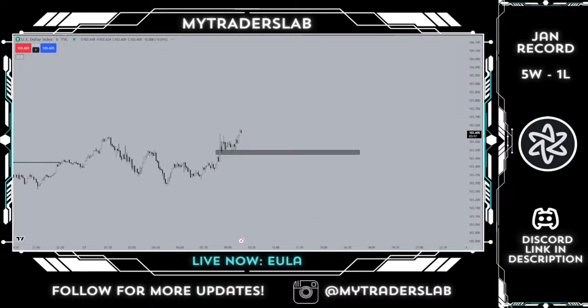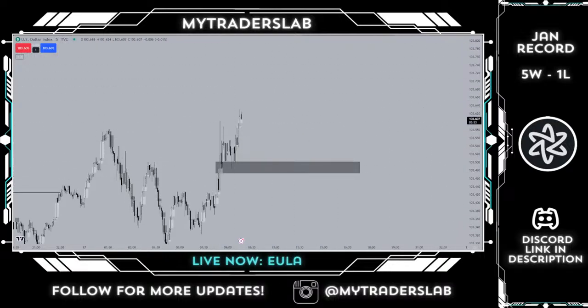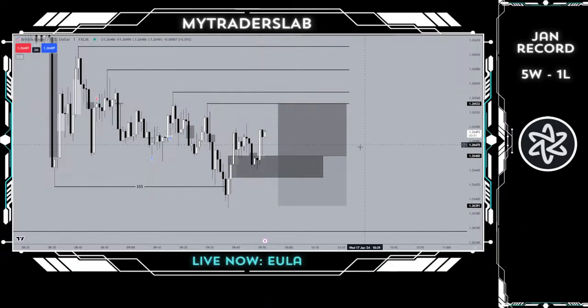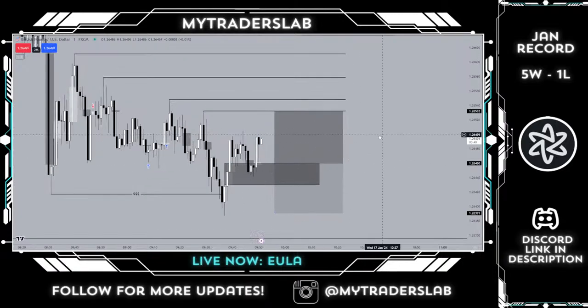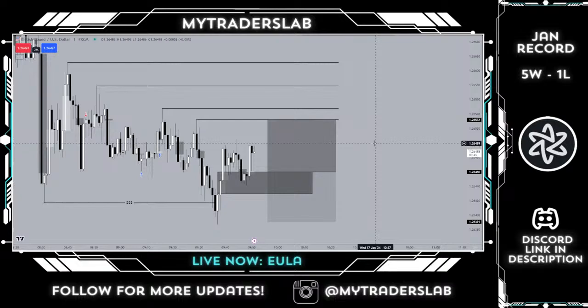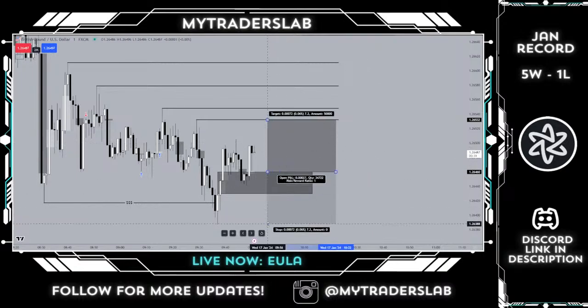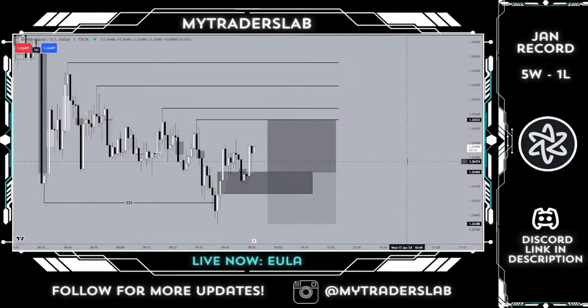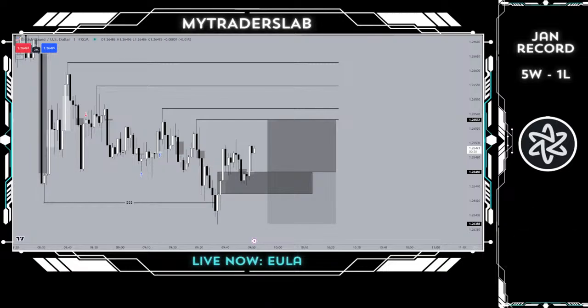Price has taken out liquidity on the higher time frame for DXY. Might see some form of retrace. Ah, it would have been a nice buy, but I didn't enter it on time. It's a slow day. That's fine.